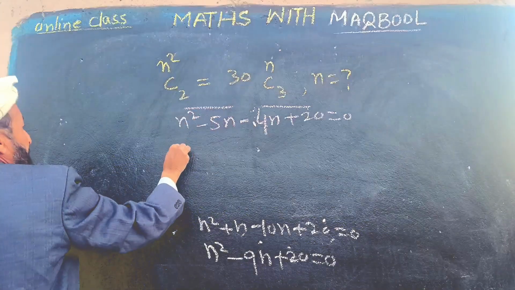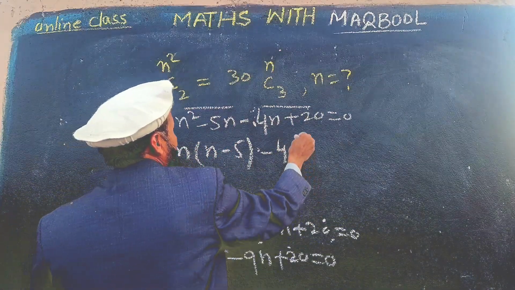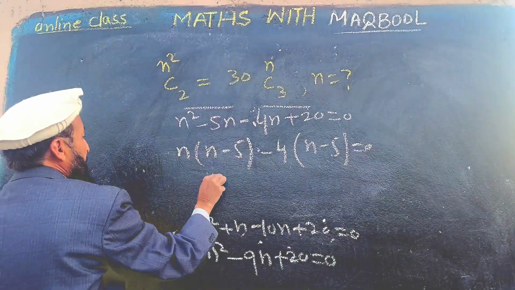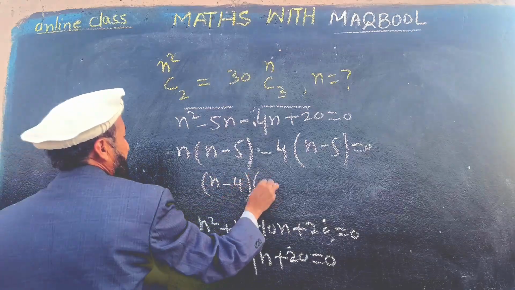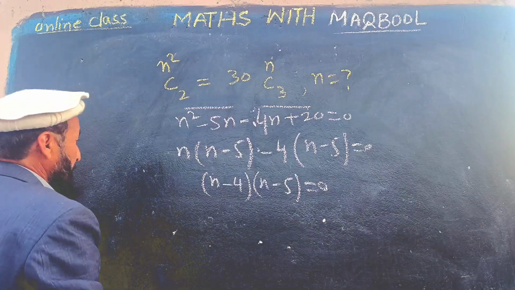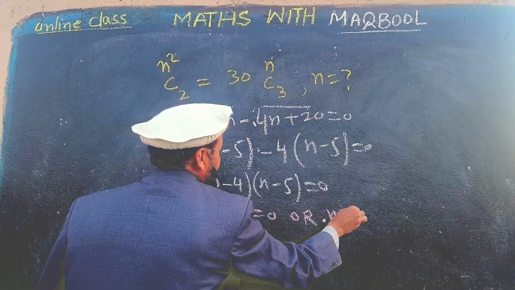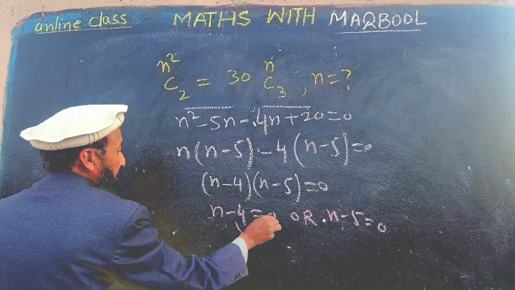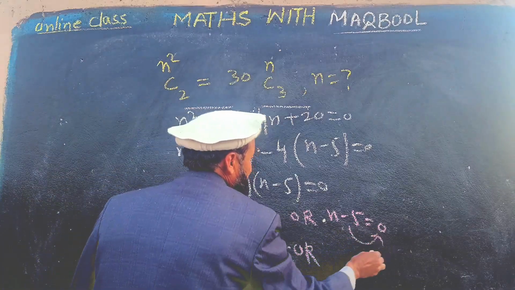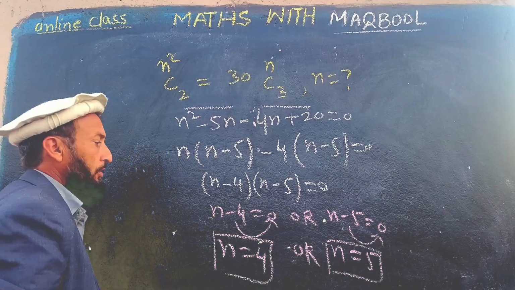Now we make pairs: n is taken common, n times (n minus 5), and minus 4 is common in the second pair, so (n minus 5) is common. That means (n minus 4)(n minus 5) is equal to 0. It means n minus 4 is equal to 0 or n minus 5 is equal to 0. Transferring to the right side, n is equal to 4 or n is equal to 5. So we have got two values: n is equal to 4 and n is equal to 5.